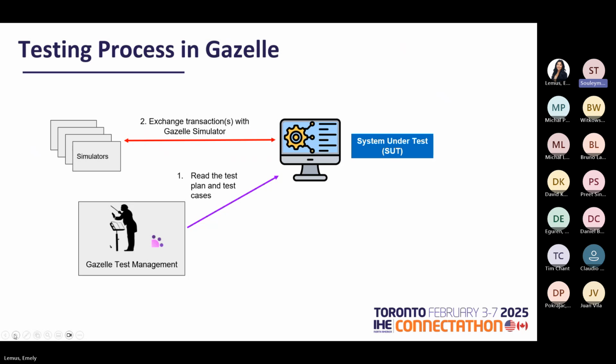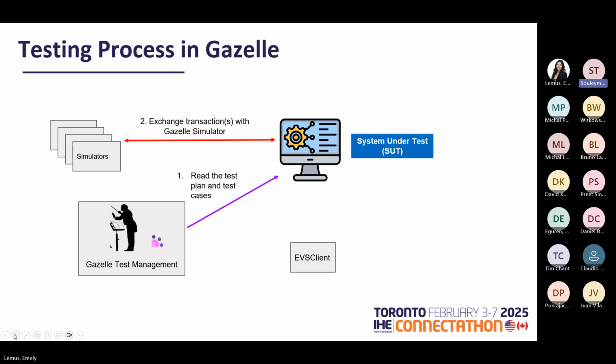So you can exchange some messages between the simulator and your system under test. The simulator can be on the client side and the SUT on the server side, or vice versa. Your SUT can be on the client side and then the simulator on the server side. It depends on the actor you are testing. So this is the second stage, exchanging transactions with the simulator.